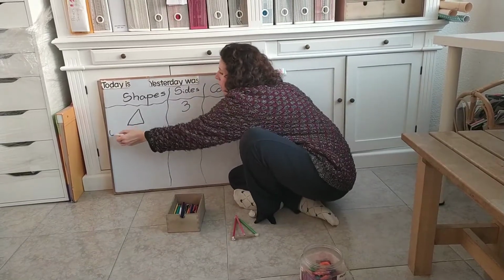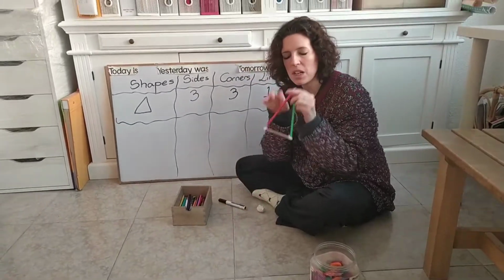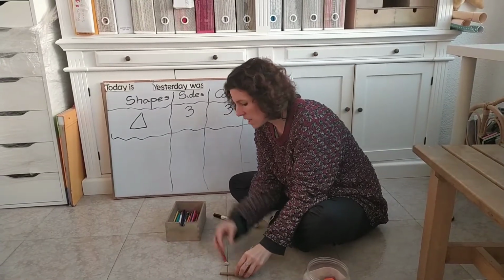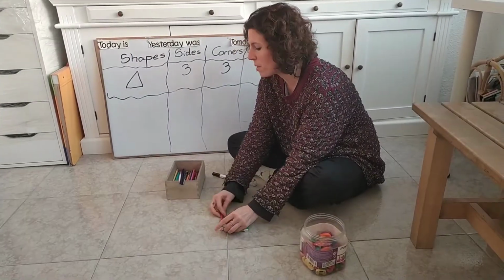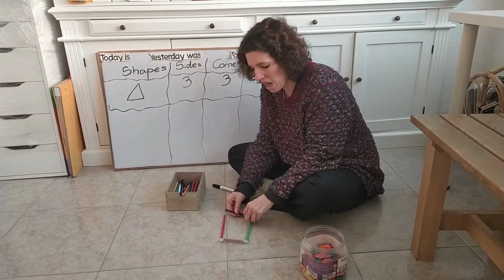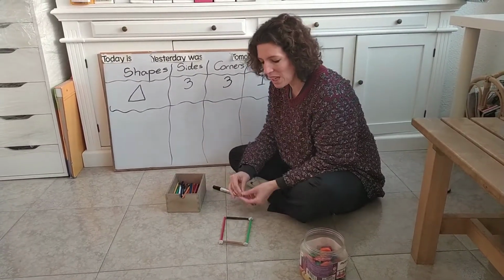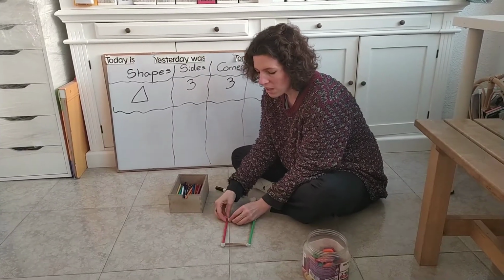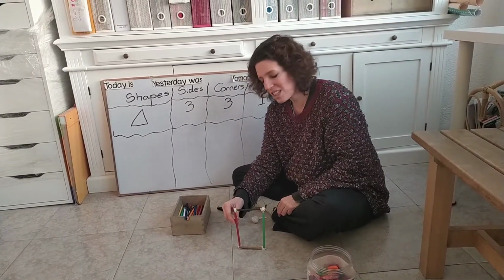Okay, let's try another one. So I can pick up my triangle. I can either keep it or take it apart, and let's see what other shape I can make. Have a guess and see what shape I am going to be making. I'm going to be making a shape which has got 4 sides and 4 corners, but as you can see, the sides are not the same length. What does this mean? Let's have a look. What shape is this? It's a rectangle.